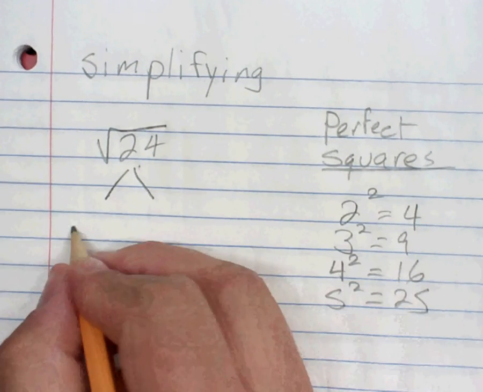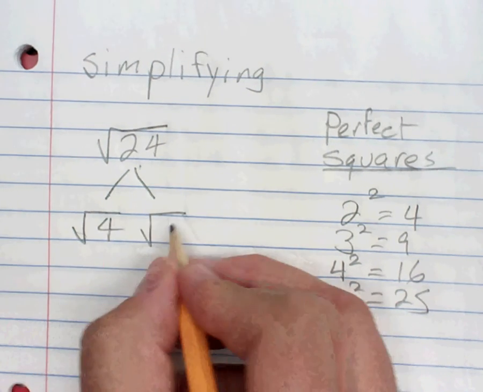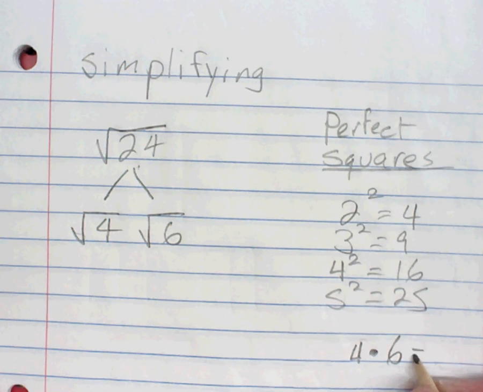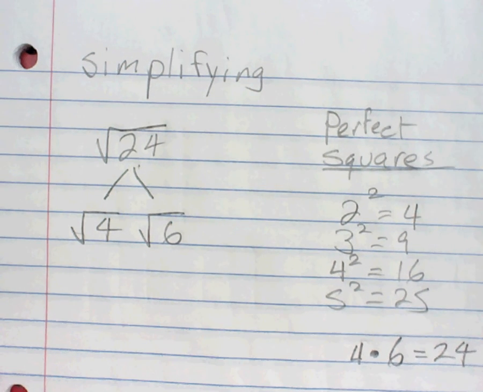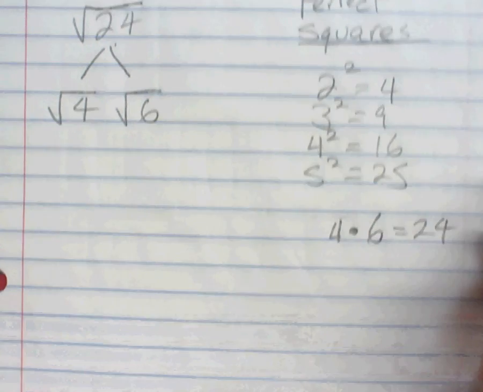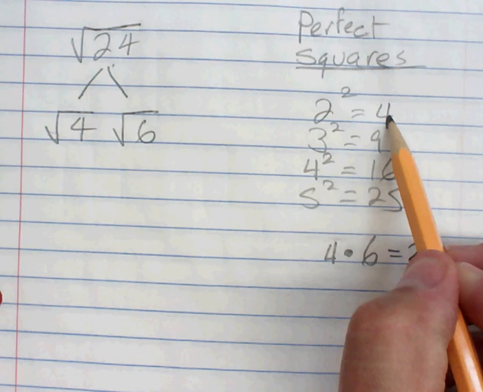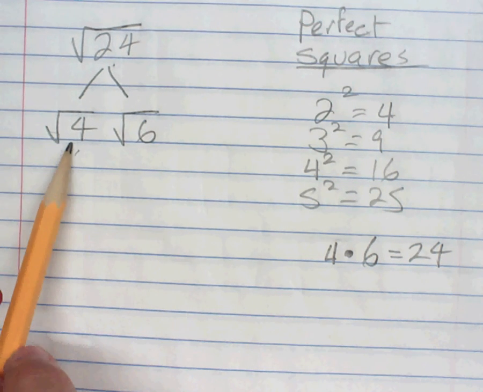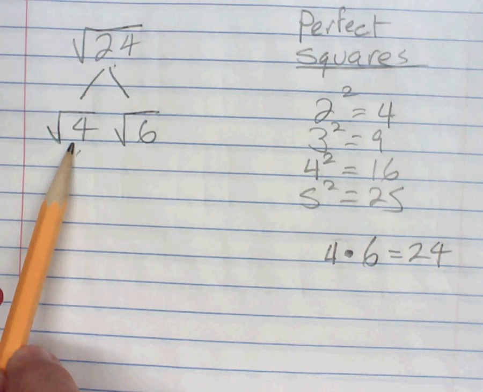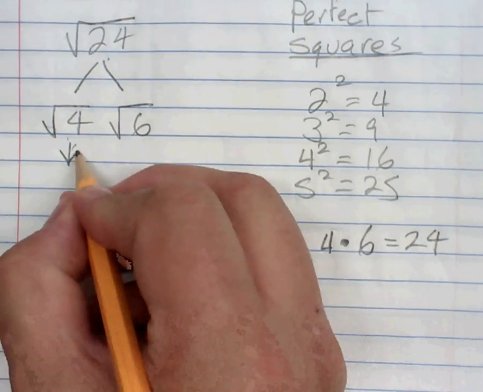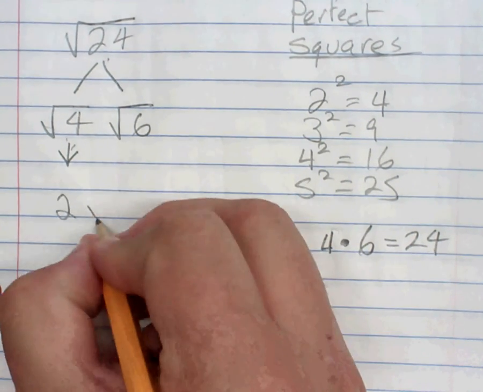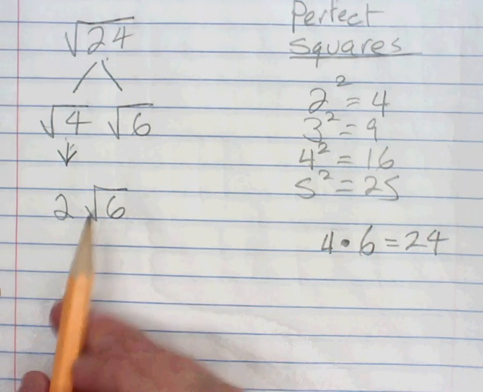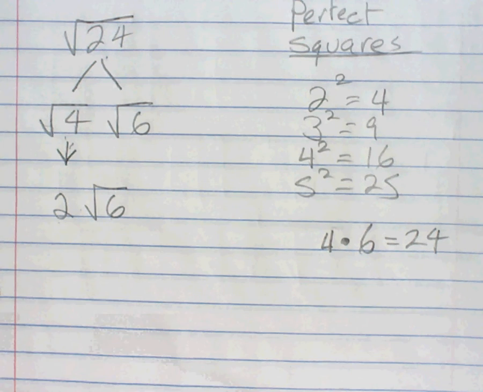Of those numbers, which number evenly divides into 24? Well, the square root of 4 times the square root of 6, right? Because remember, 4 times 6 equals 24. Now, I'm purposefully using perfect squares because then I can simplify them. Notice that Mr. Adams put the 4 first. Why? Because I know that the square root of 4 is 2. And in other words, the square root of 24 is the exact same as 2 times the square root of 6.